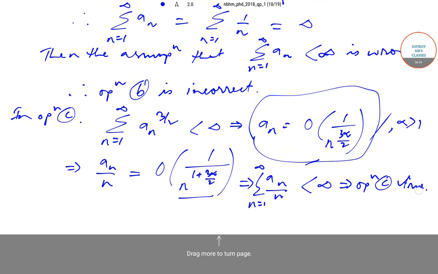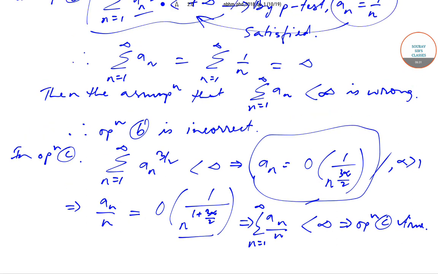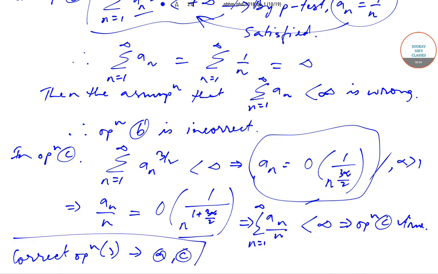So the correct options in our given question are option A and option C. Option B is incorrect. Today we have solved a real analysis question which came in the NBHM 2018 paper.